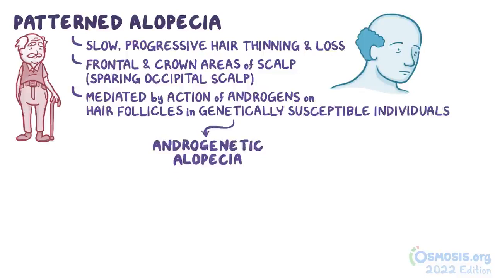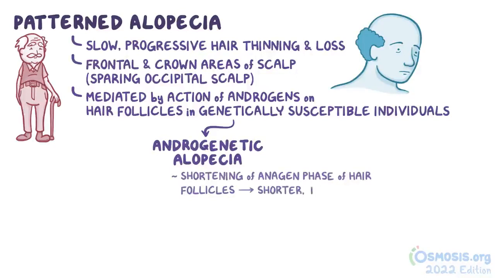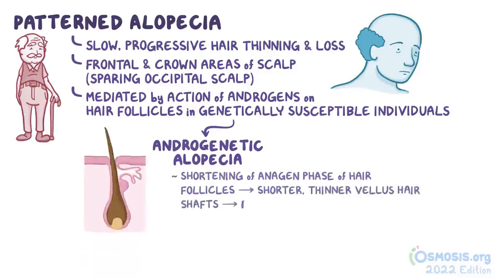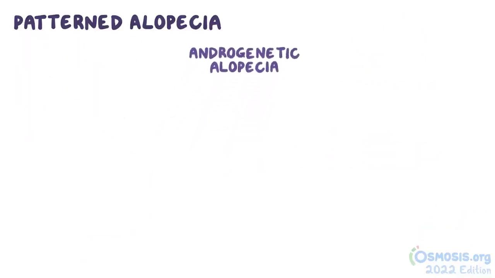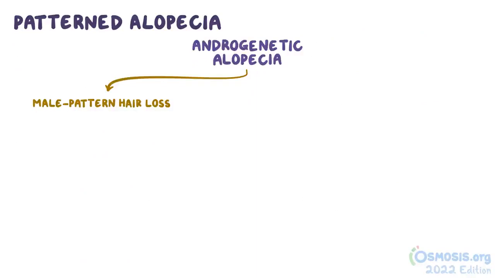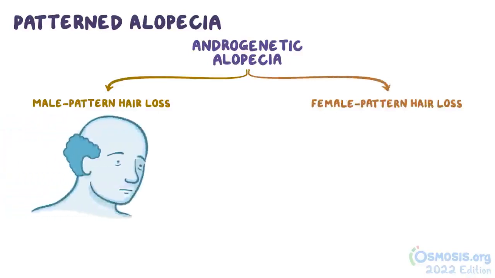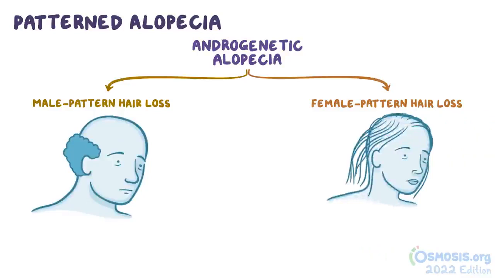Androgenetic alopecia results from shortening of the anagen phase of hair follicles, which leads to the production of shorter, thinner vellus hair shafts, a process called follicular miniaturization. Androgenetic alopecia is also known as male pattern hair loss when it affects males, and female pattern hair loss when it affects females. In males, the hair loss often presents itself as a receding hairline that typically spares the occipital scalp. On the other hand, in females, it typically presents as a thinning of the hair, while the loss of terminal hairs in affected areas is usually incomplete, and the frontal hairline is often spared.